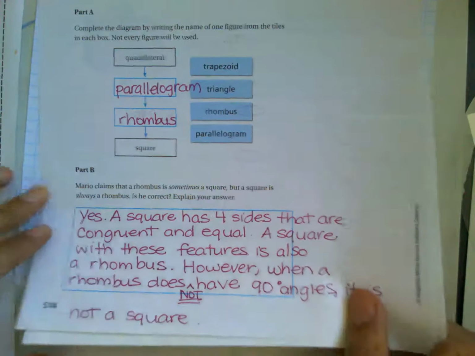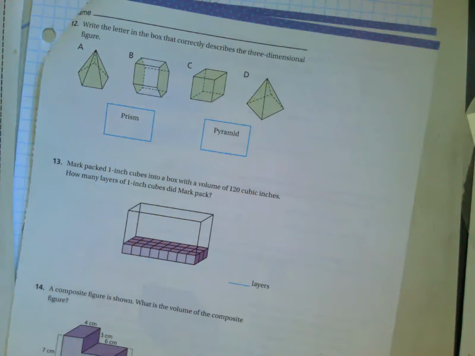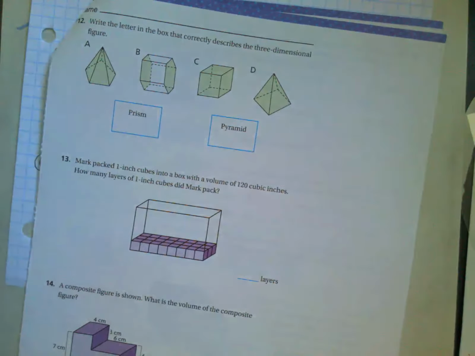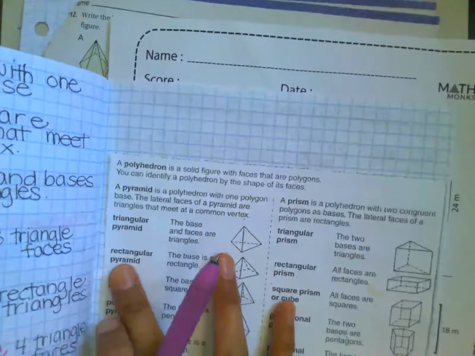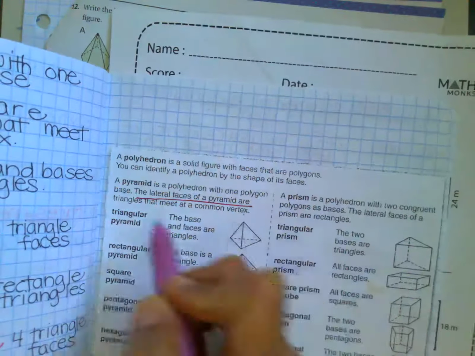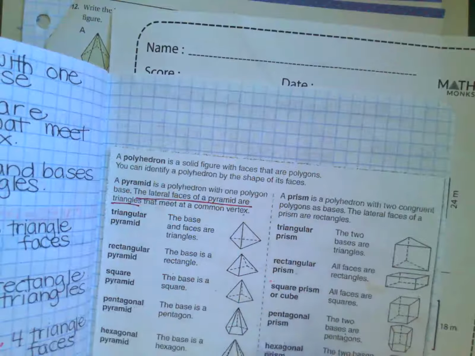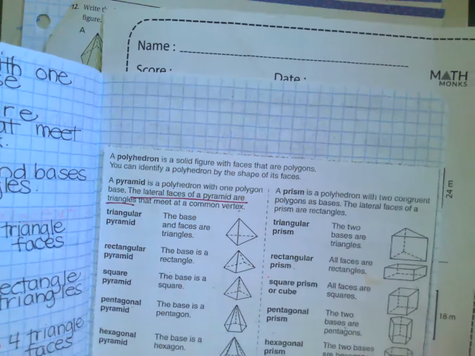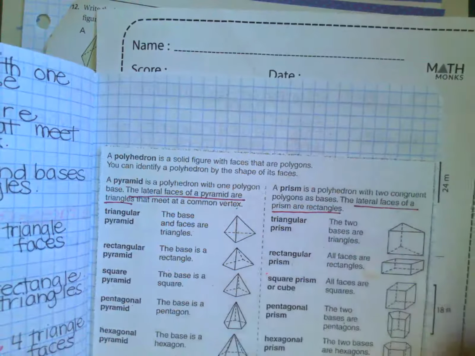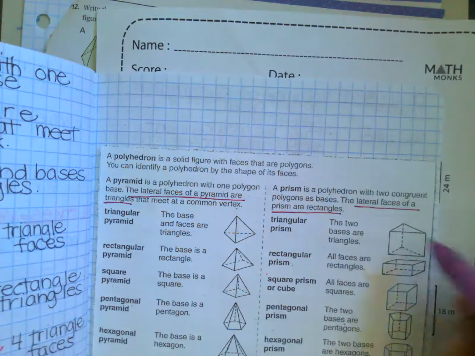Let's move on to number 12. Write the letter of the box that describes the three-dimensional figures. So remember polyhedrons. What's the difference between a prism and a pyramid, right? The lateral faces of a pyramid are triangles. All of the sides are triangles. The bases could be any polygon. The lateral faces of prisms are rectangles. Again, the base could be any shape, but the sides are all rectangles. All right, so that's the difference.